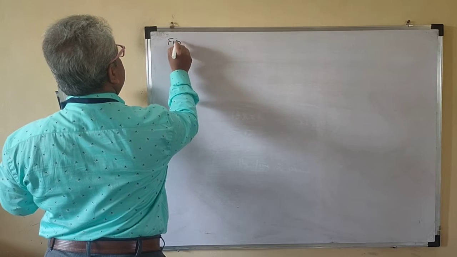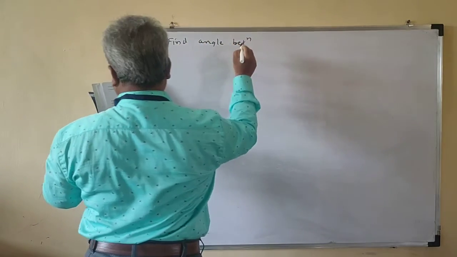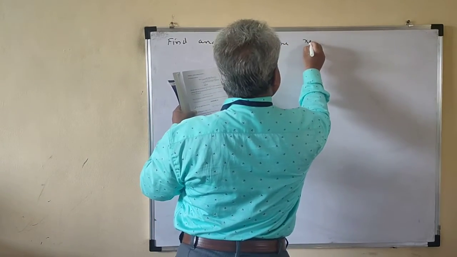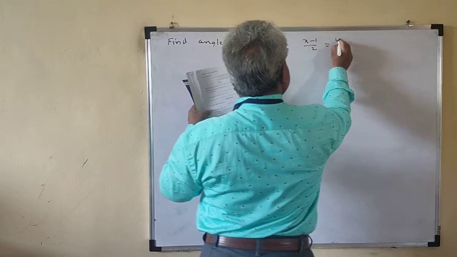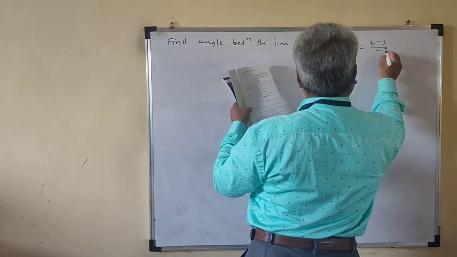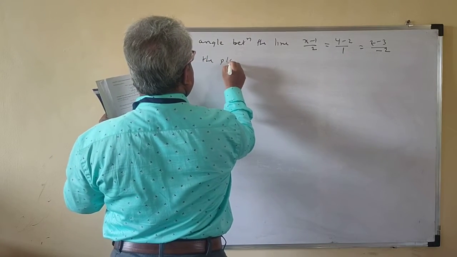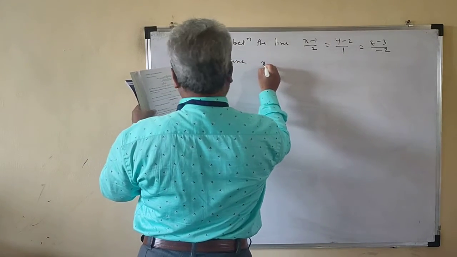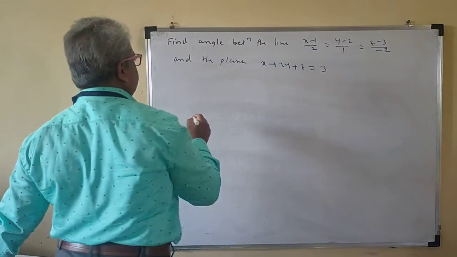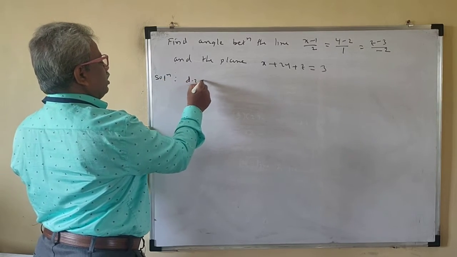Find the angle between the line (x minus 1)/2 = (y minus 2)/1 = (z minus 3)/(minus 2) and the plane x plus 2y plus z equals 3. Okay, solution.